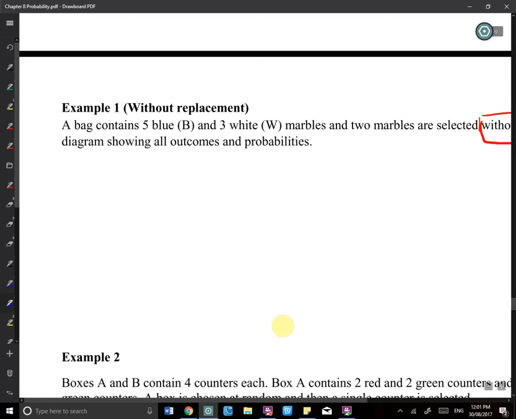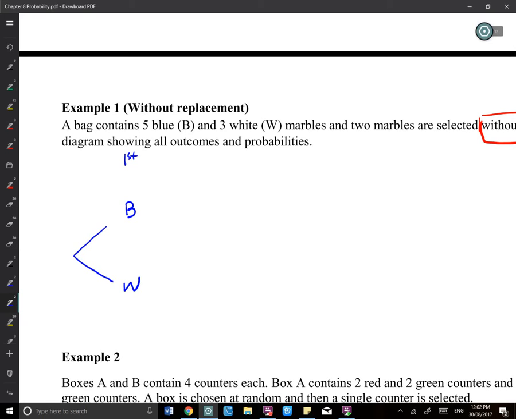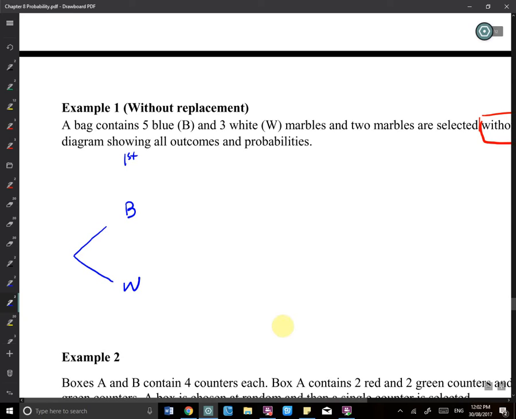I will have the first selection. I can have a blue one or a white one. What's the probability of getting a blue one? 5/8. In total we have 8 and 5 are blue. What's the probability of getting a white? 3/8. Great. If the first one I select is blue, I still have 2 outcomes for the second selection: a blue or a white. But the probabilities will change.